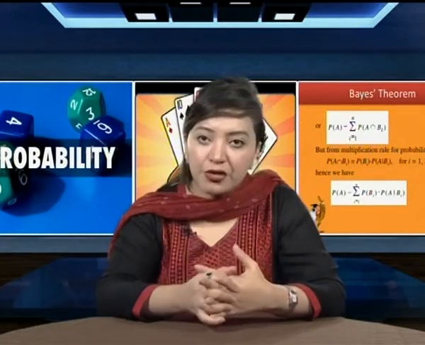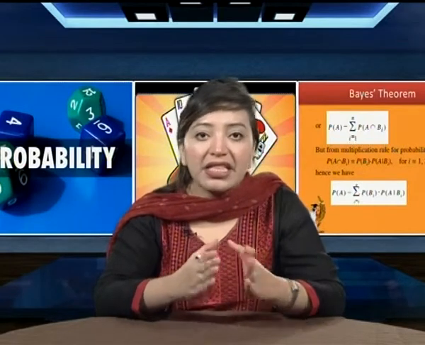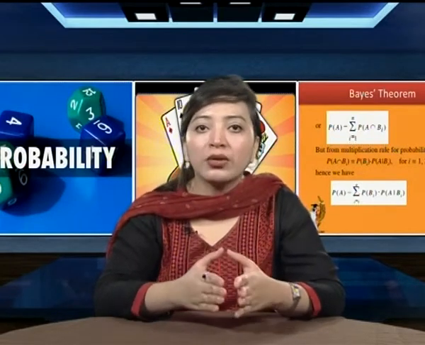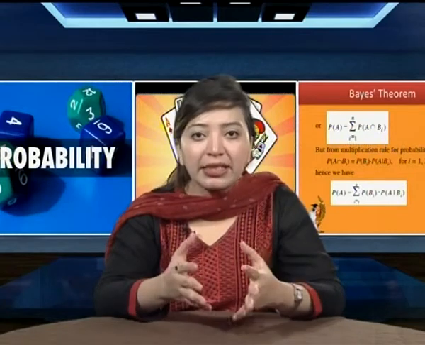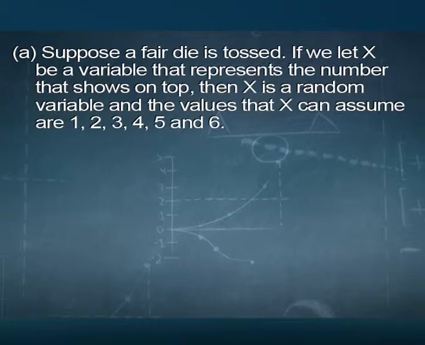Usually, random variables are denoted by capital letters such as X, Y and Z, and the values that these variables assume may be denoted by corresponding lowercase letters like x, y, z. For example, suppose a fair die is tossed. If we let capital X be a variable that represents the number that shows on top, then capital X is a random variable and the values that x can assume will be 1, 2, 3, 4, 5 and 6.